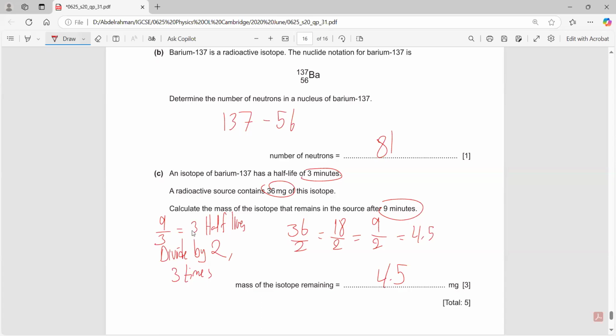Can he ask me about the time, not the mass? Yes, he can ask you about the time if he gave you the final mass. Why not divide 137? Because this is the isotope. We do not divide the isotope. We only divide the mass or the initial count rate.